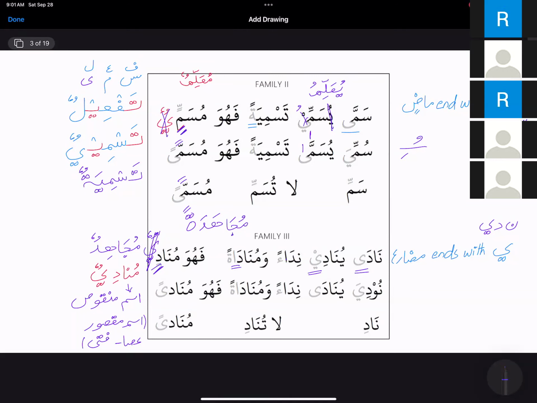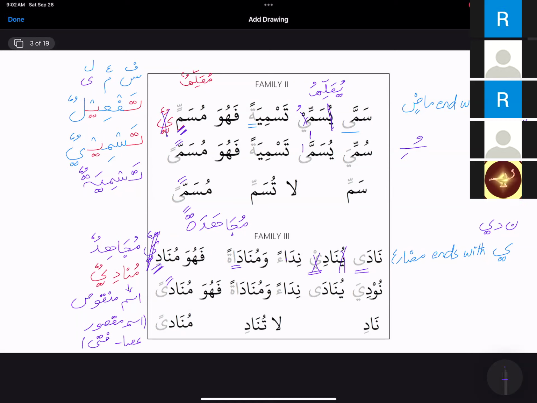Okay, so now come majhul. Madi majhul would be nudiya, and mudariya would be yunada. Nidaan wa munadatan fahuwa munadan. So this harakas. Then nadi, simple and easy, right? Nadi. And la tunadi, and then munadan. See, it's not that hard, right?